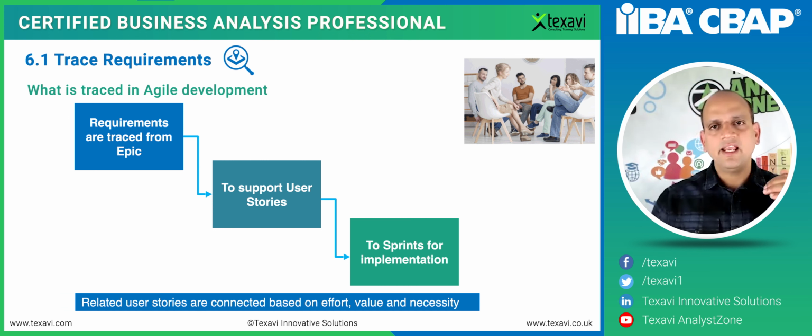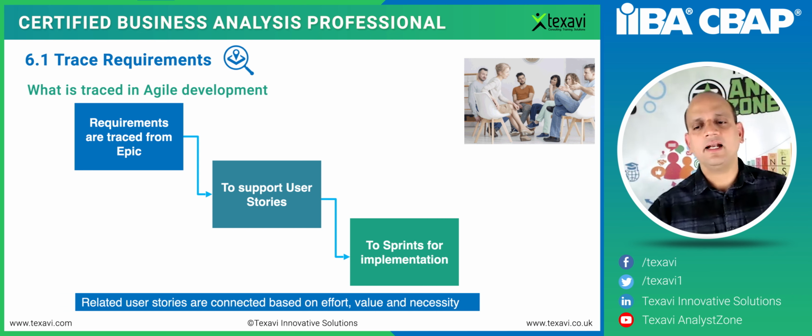We'll try and do that for each set of user stories, and then we would say that this is going into the sprint based on all the estimates, the priority, and then we'll implement that into the sprint, and that gets delivered as part of the product delivery. So that's how it's done in Agile.